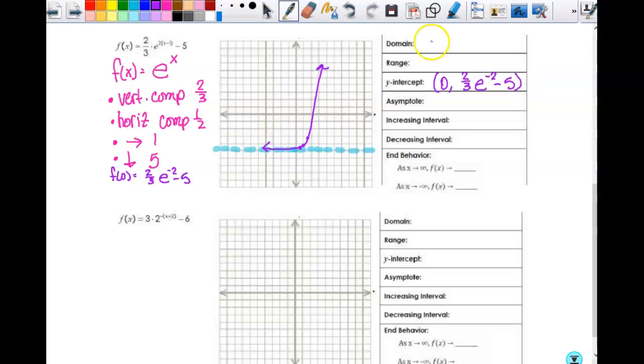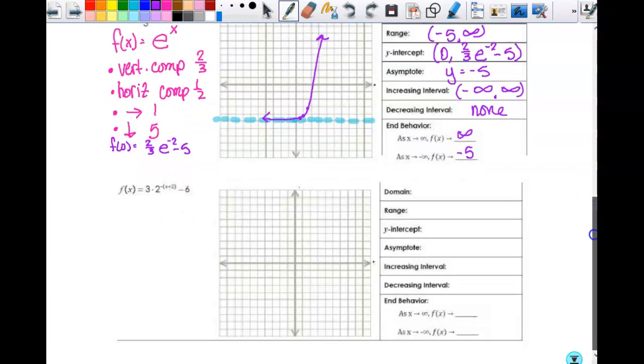My domain, -infinity to infinity. My range, -5 to infinity. My asymptote is at y equals -5. It's increasing the whole time, decreasing none. As x approaches infinity, f of x approaches infinity. As x approaches -infinity, f of x approaches -5. All right, next one.